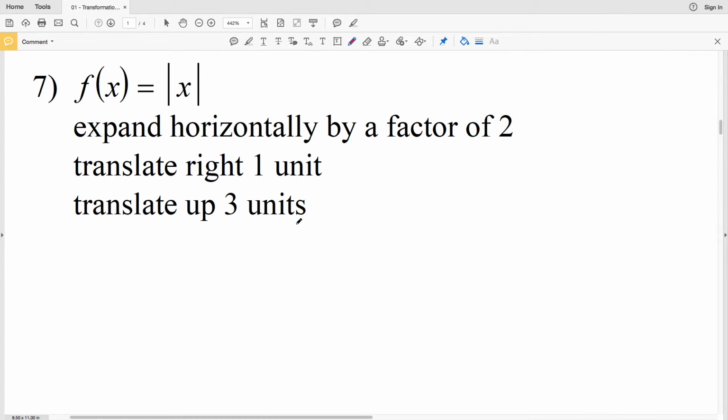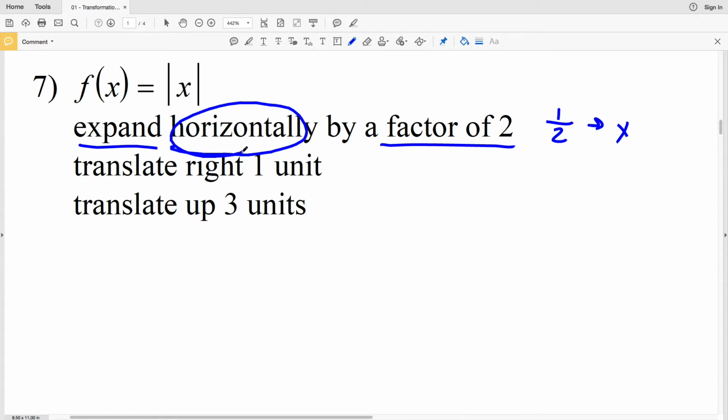For number 7, our function is the absolute value function. So we need to expand it horizontally by a factor of 2. Expanding it horizontally means that we're going to be multiplying by the factor, but it's going to be multiplying by 1 over the factor to our variable. So because this is horizontal, we're going to be multiplying to the variable, and because it's an expansion, it's going to be 1 over the factor.